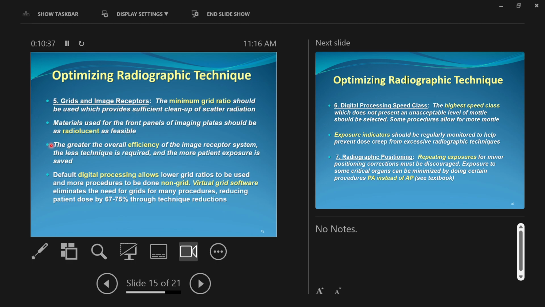The greater the overall efficiency of the image receptor system is, the less technique that's required, and the more patient exposure is saved. So you want good image receptors. Most of our digital image receptors now are super highly sensitive, so they're about as good as they can get.